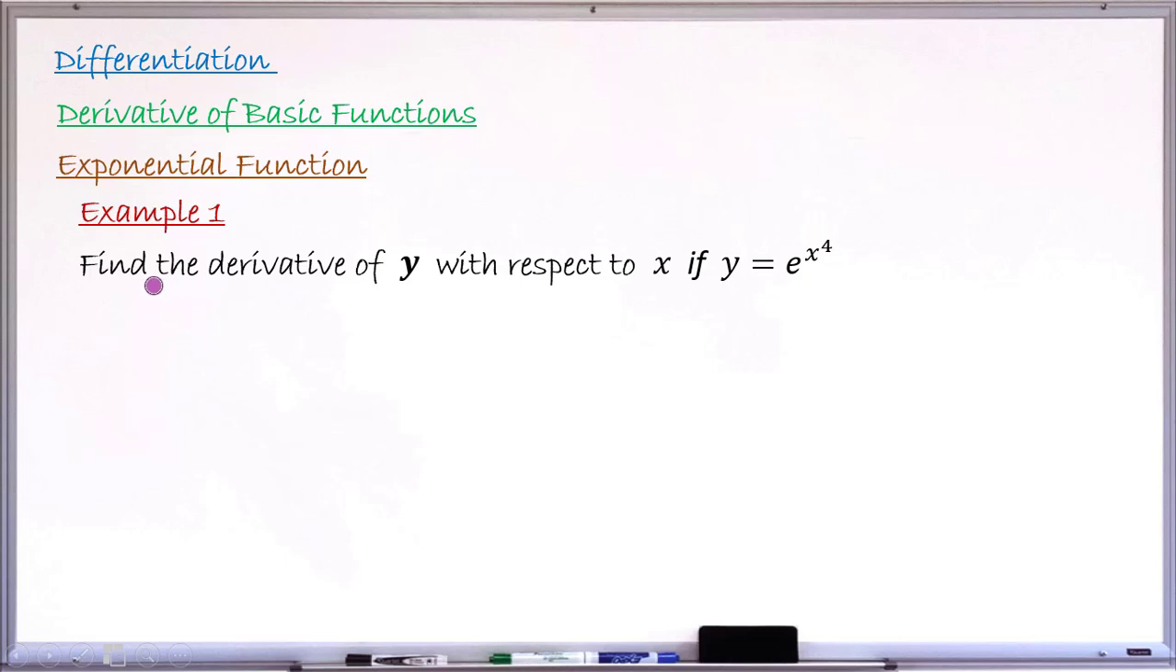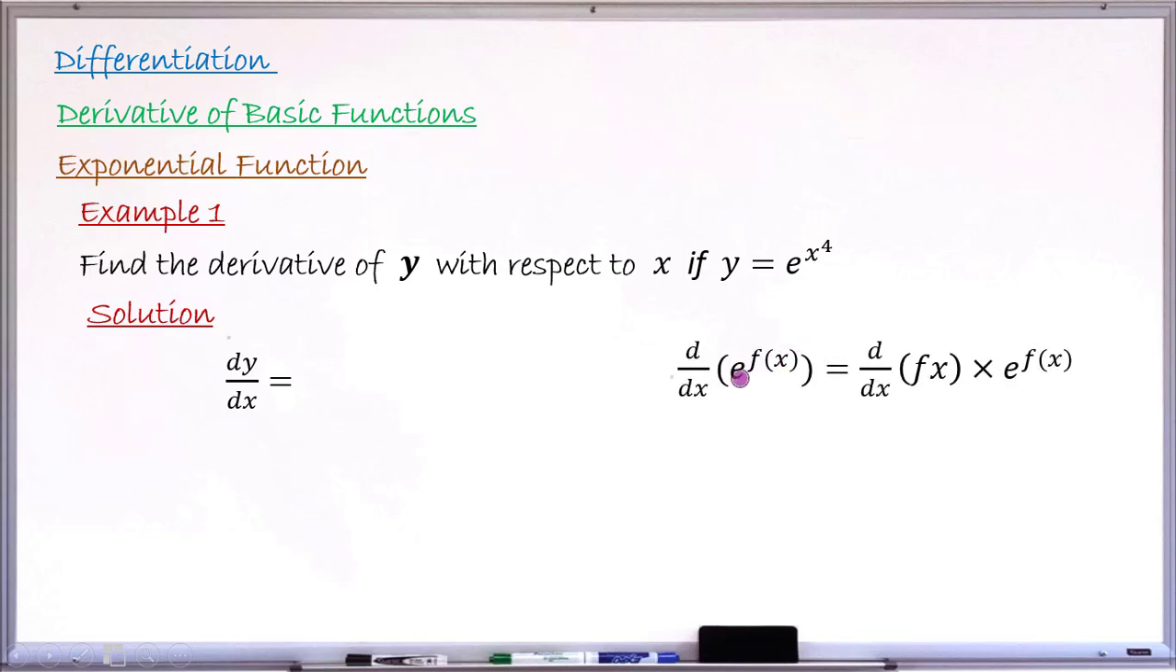So example number one says find the derivative of y with respect to x if you have the function y equals e to the power of x to the 4. Solution to this problem: let me write down the rule so that I will remember what to do. d by dx of the exponential function e to the f(x) is nothing but d by dx of f(x) times the original exponential function e to the f(x). This is the rule that we have just learned, so I'm going to make use of this.